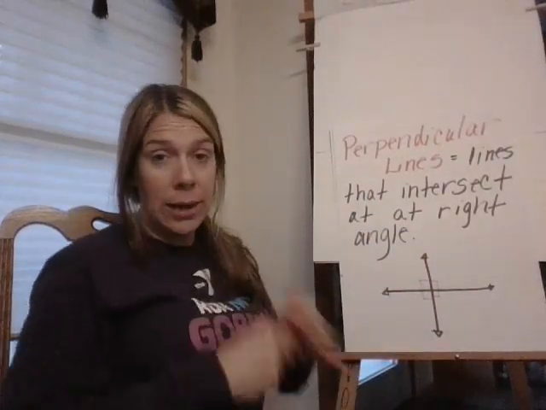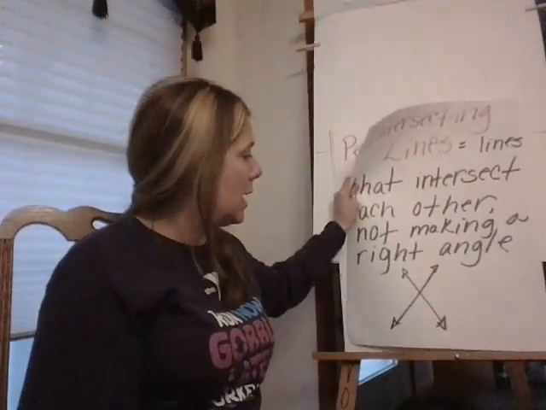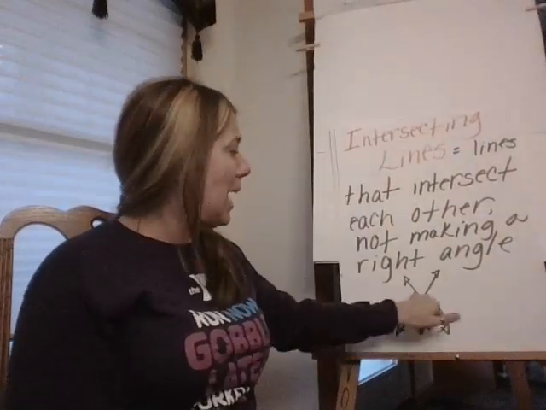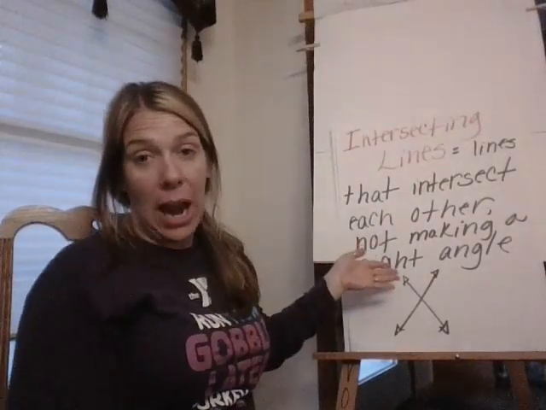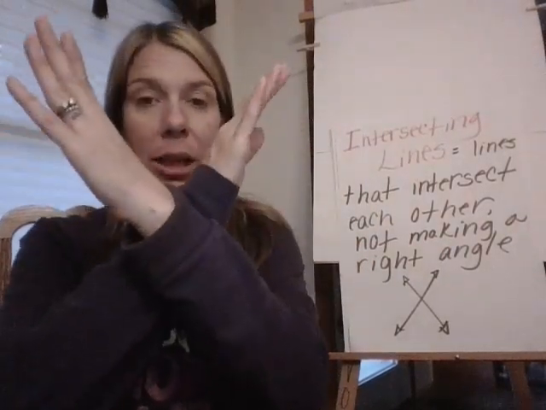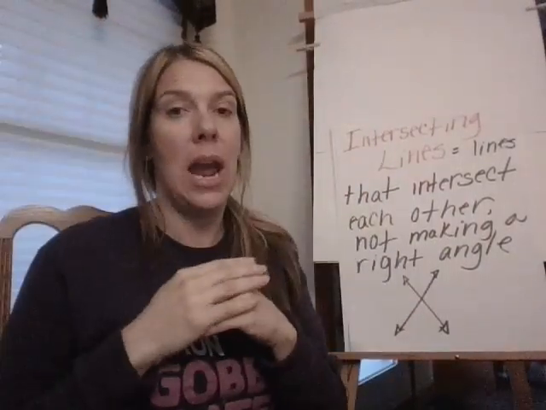The third one we're going to learn about is intersecting lines. Intersecting lines are lines that make an X. They're lines that intersect each other, not making a right angle. So for this one, I just do an X like this. We have parallel, never touching. We have perpendicular, crossing at a perfect 90-degree angle. A stop sign is a four-way stop. When you come up to a stop sign and there are four roads, that's a good example of perpendicular lines. And then our intersecting lines cross.